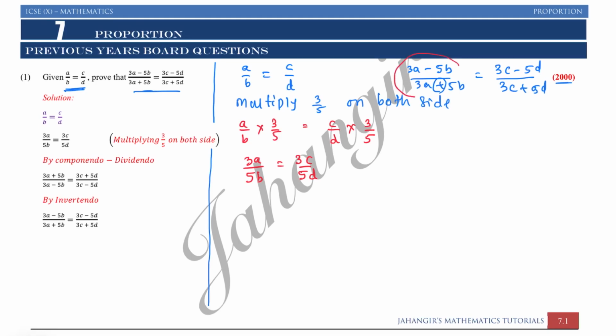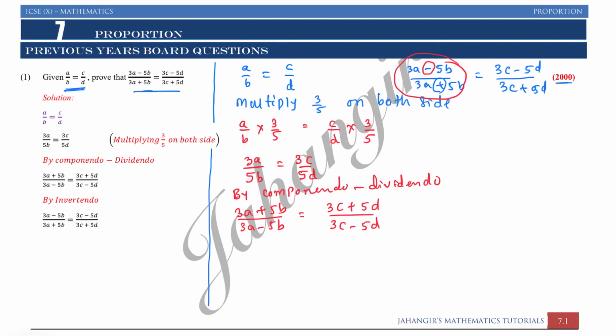Now we want it in the form of componendo dividendo. Do remember, you cannot do dividendo componendo. If you look at this minus, many students do dividendo and componendo: first they subtract and then they add, so it's a wrong method. Don't do that. We always use componendo dividendo only. By componendo and dividendo, we can say (3a plus 5b) upon (3a minus 5b) is equal to (3c plus 5d) upon (3c minus 5d).